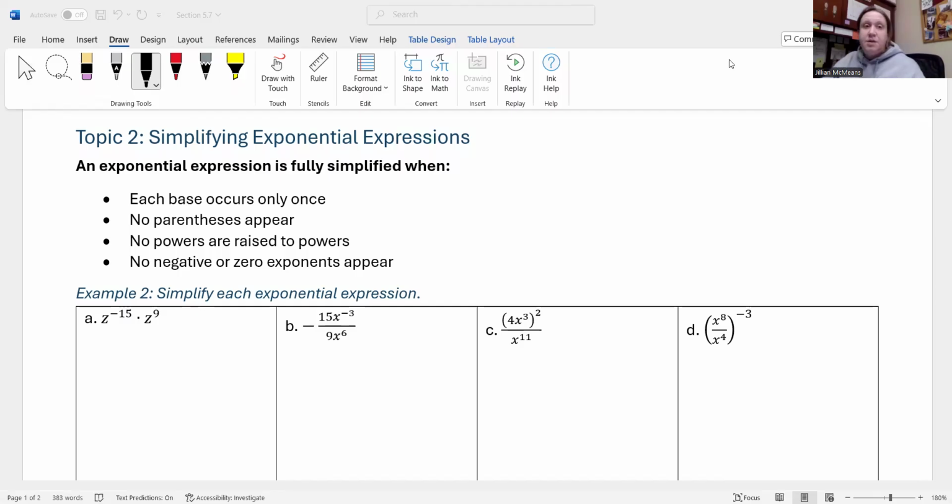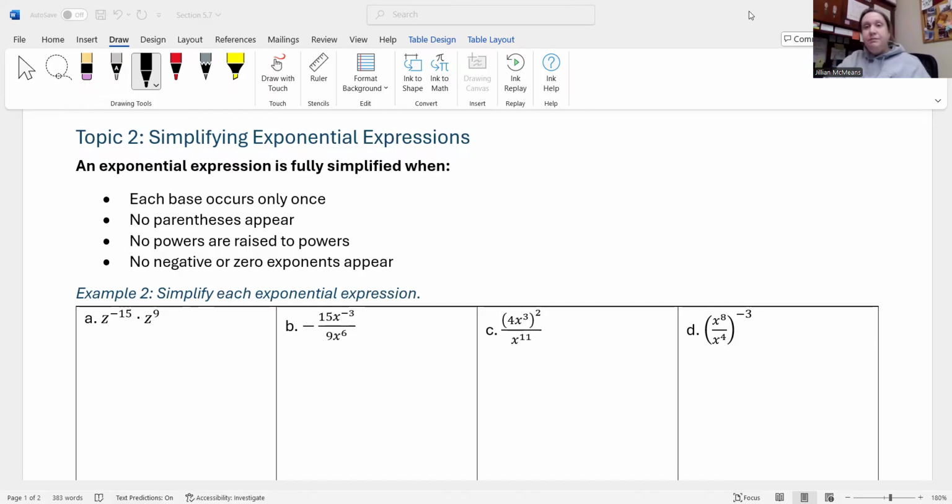In topic 2, we're going to simplify exponential expressions, but now they're going to contain the potential for negative exponents since we've learned that new feature. So for any exponential expression, you know it's fully simplified when each base only occurs once. So typically that means you're going to have one coefficient, you're going to have one factor of each type of variable. Okay, no parentheses appear, no powers are raised to a power, so you can't have a power rule that needs to be addressed, and you're going to have no negative or zero exponents.